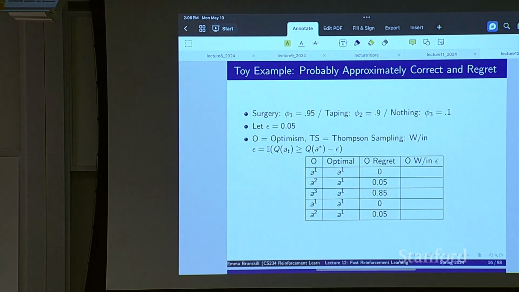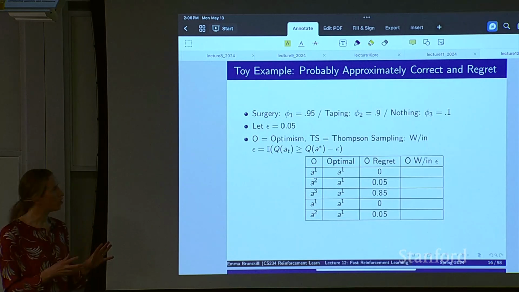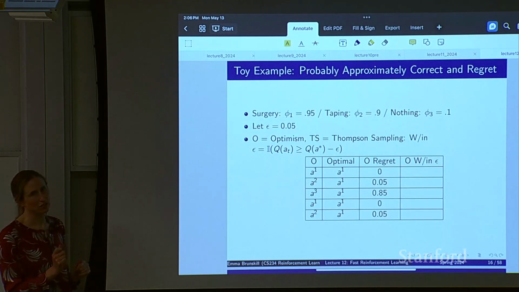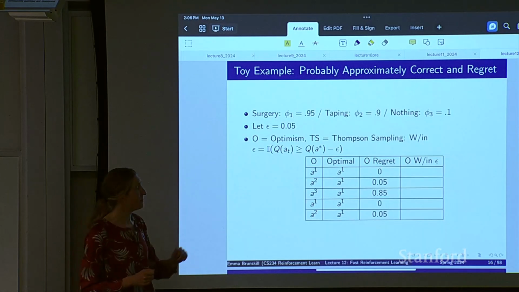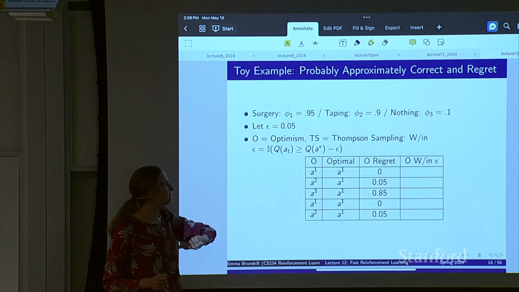Let me just give an example. So remember back to our fake example of trying to learn how to treat broken toes from last time, where we had surgery, buddy taping the toes together, and nothing. Again, this is not medical advice. Imagine that epsilon is 0.05.